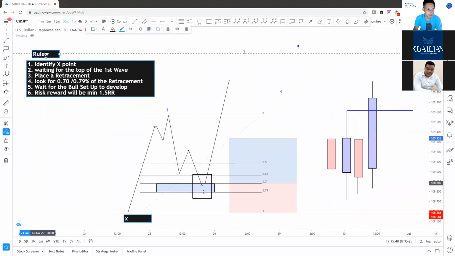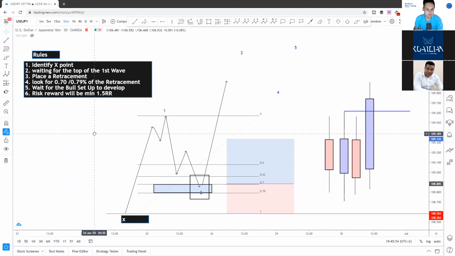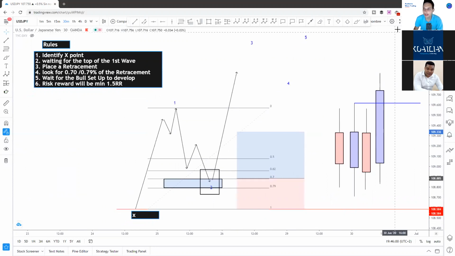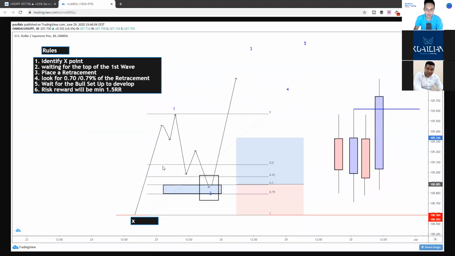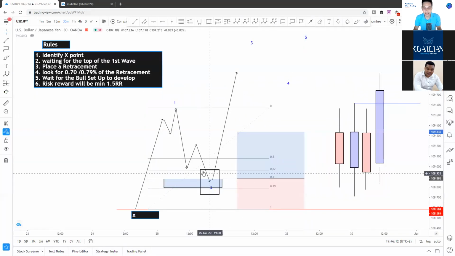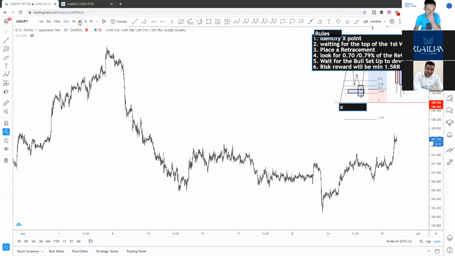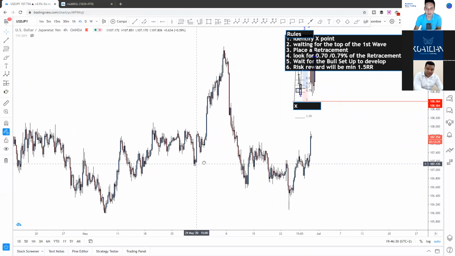Then we will go into the lot sizes and all the stuff, but this is the beginning. Let's see how it goes. Yeah, it looks perfect. I will hold it. I will send it to you as well. Right now it is just a matter of practice. Then we can look, for example, for the X point on H4 here. Look at that.